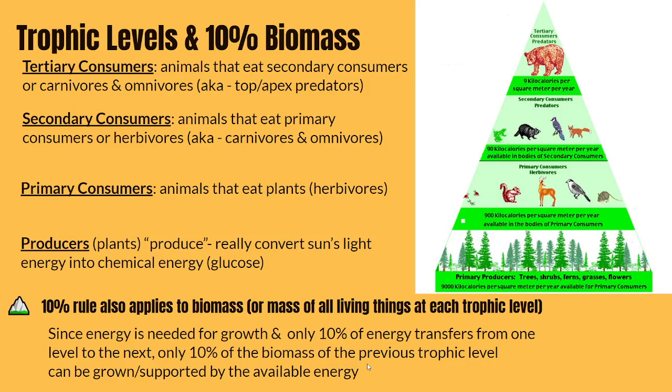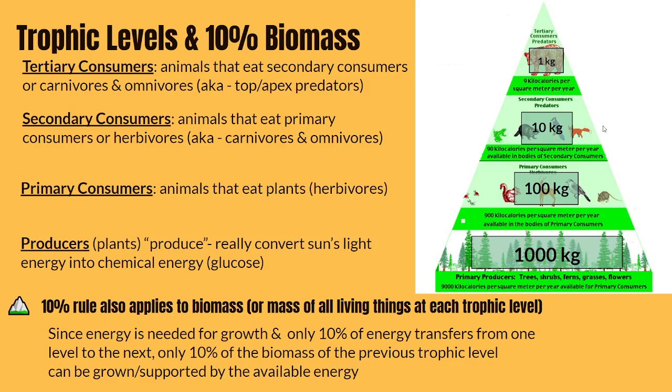And we have that summarized here, what I just said. Only about 10% of the biomass is going to be supported by that available energy, since only 10% of the energy is making it up. So if we think about it in terms of 1,000 kilograms, for every 1,000 kilograms of plants, primary producers, that's going to be able to support 100 kilograms of herbivores, which can then support 10 kilograms of carnivores, our secondary consumers, which can then support 1 kilogram of tertiary consumers.